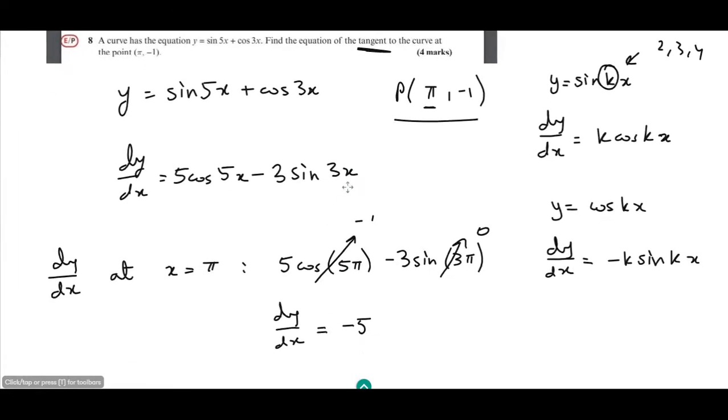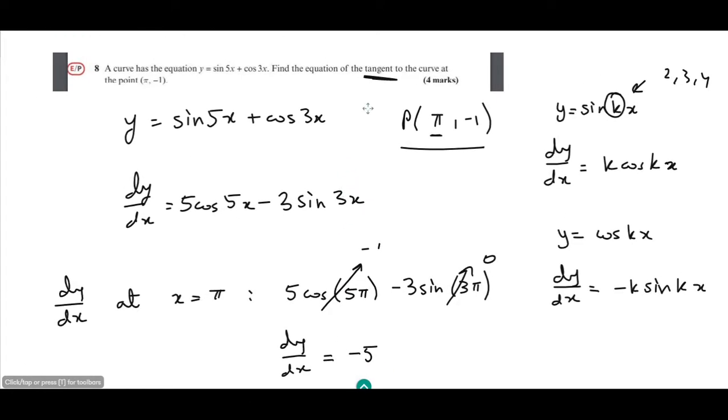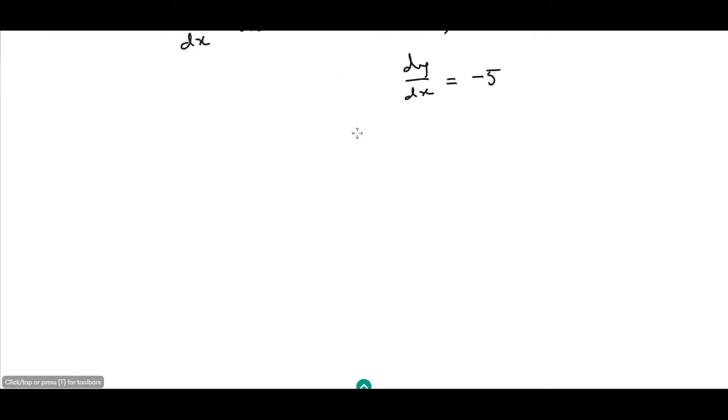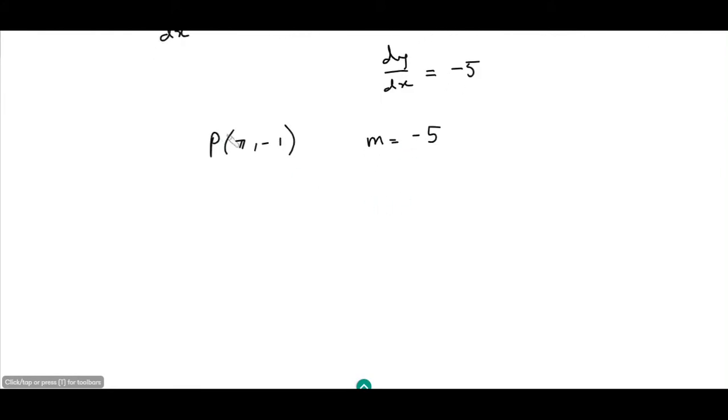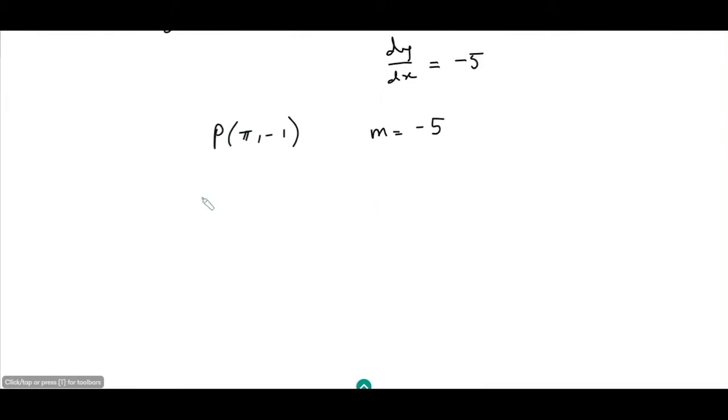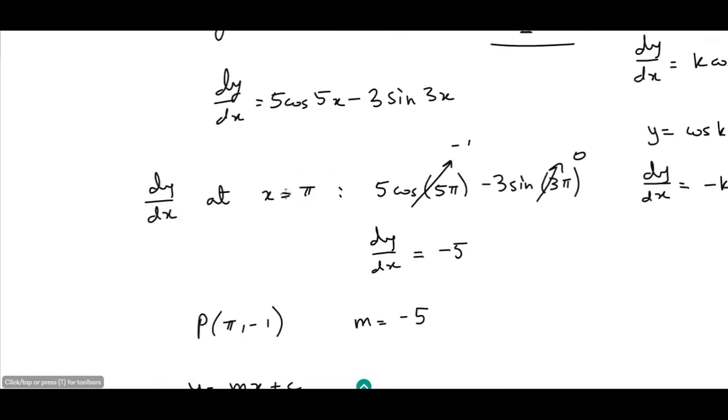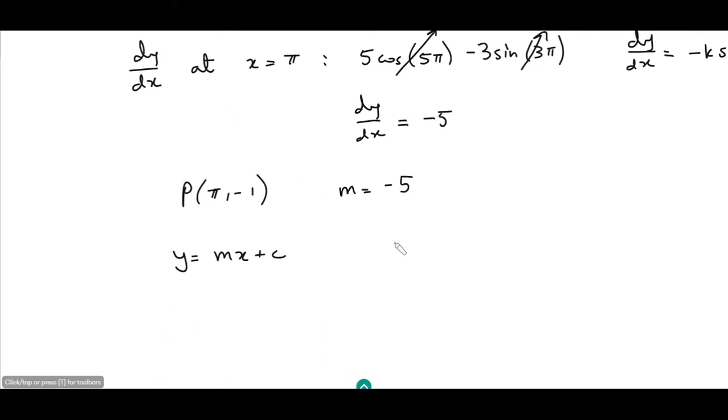Okay, so now that we found the gradient of the curve at the point P, pi, minus 1, what we can do is start finding the equation of the tangent. So we have been given two things. Okay, we've been given the point, which is pi, minus 1, and what we found is the gradient, m equals minus 5. Okay, so there's a couple of ways you can do this. I'm going to use the y equals mx plus c method in this question, and in the question after that I'll be using the y minus y1 equals m(x minus x1) method.